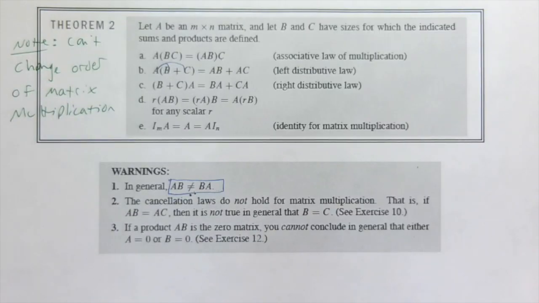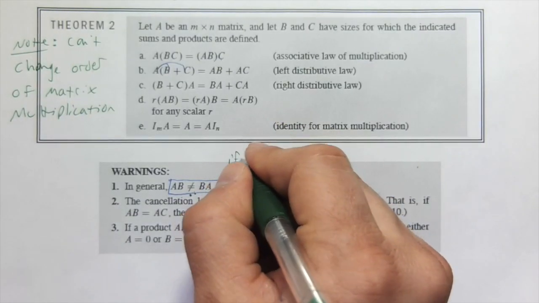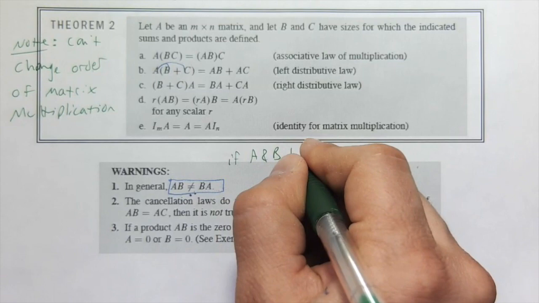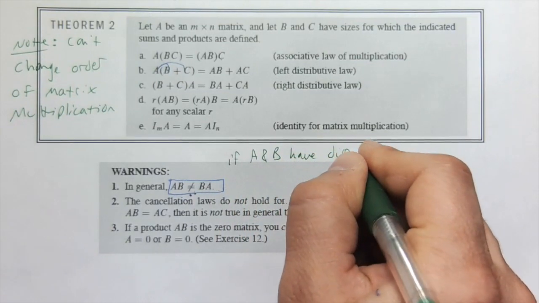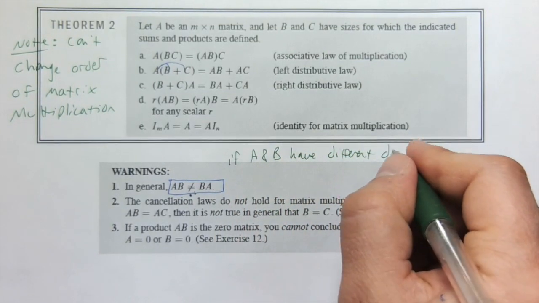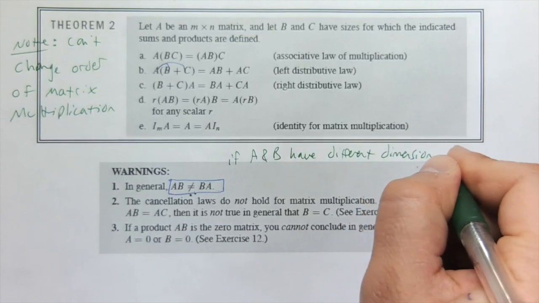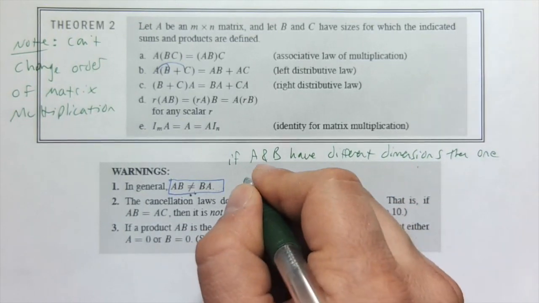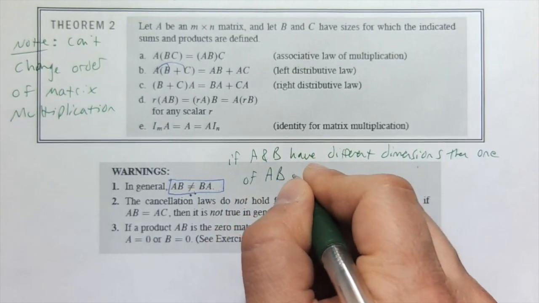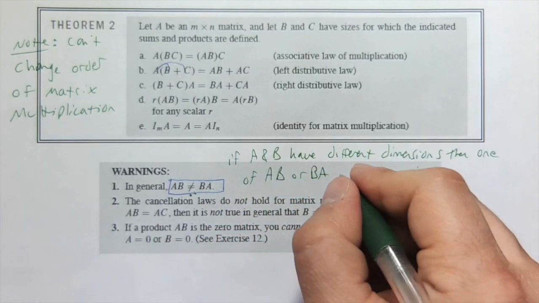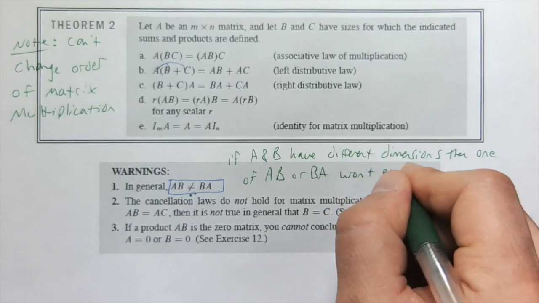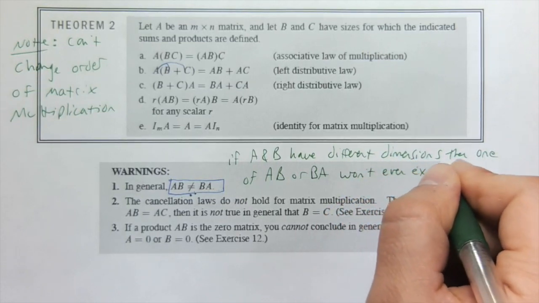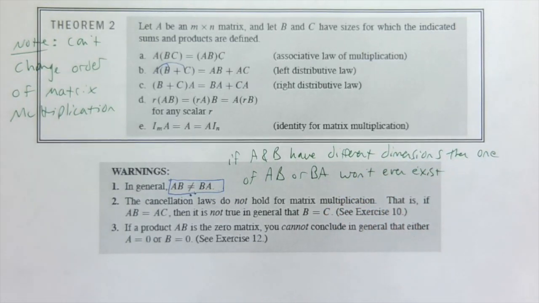So the first thing to note is that if A and B have different dimensions, one of those multiplications won't even exist. So one of AB or BA won't even exist. Not possible, doesn't exist, undefined, whatever you want to say.